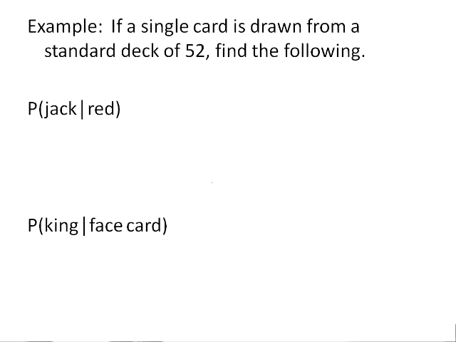So for our first example, we're drawing a single card from a standard deck of 52. We want to find the following. First of all, we're going to find the probability of choosing a jack given that we've chosen a red card. So we already know that we have a red card, so our sample space has been narrowed to just the red cards. So there are 26 of those. So that number goes in the denominator.